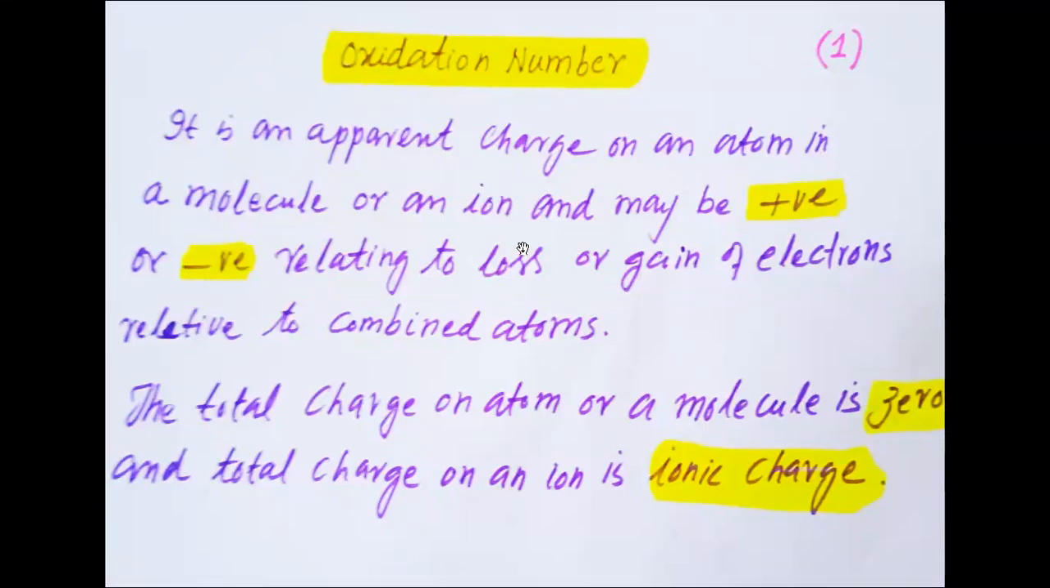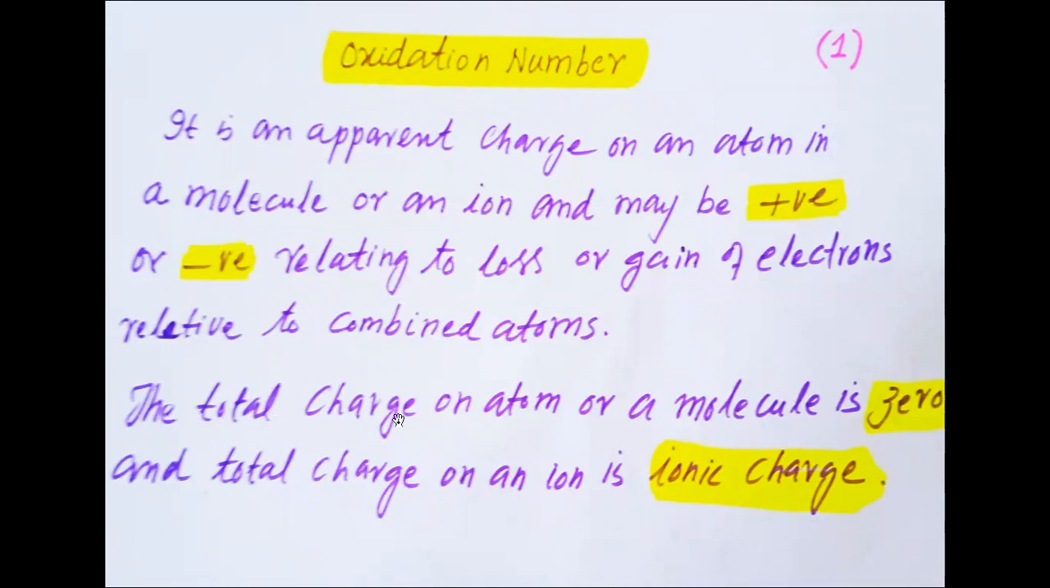डियर स्टूडेंट, हमारा ये लेक्चर ऑक्सीडेशन नंबर के बारे में है। ऑक्सीडेशन नंबर को हम डिफाइन कर सकते हैं। It is an apparent charge on an atom in a molecule or an ion and may be positive or negative, relating to loss or gain of electrons relative to combined atoms.